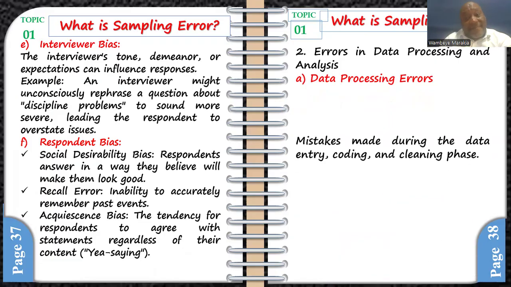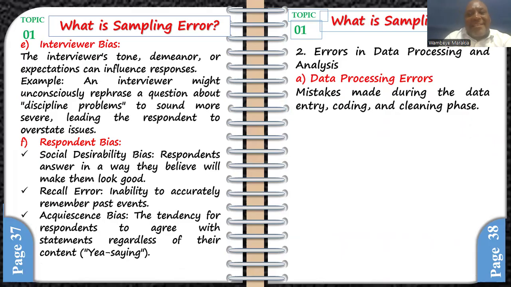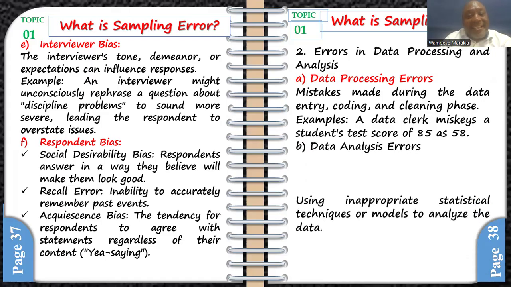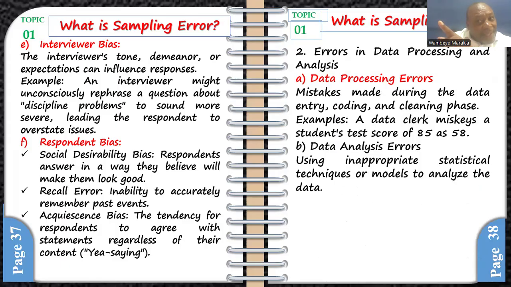Data processing errors. These are mistakes made during the data entry, coding, and cleaning phase. For example, a data clerk might miskey a student test score as 85 instead of 58. Also, we have data analysis errors. The first one is data processing error. This one is data analysis errors, using an inappropriate statistical technique or model to analyze the data. They are different. Data processing errors and data analysis errors, they are different.